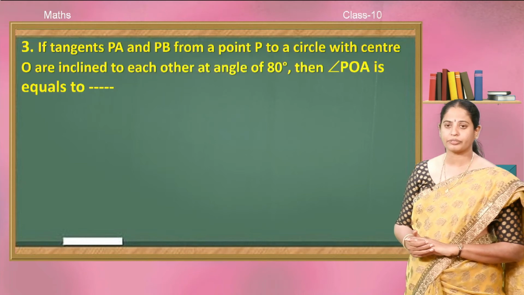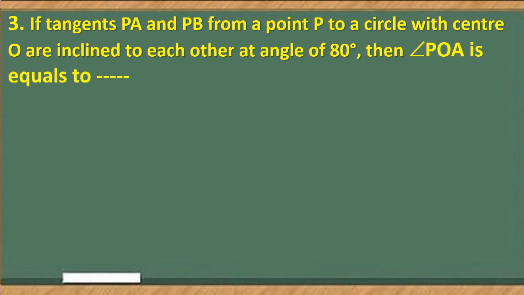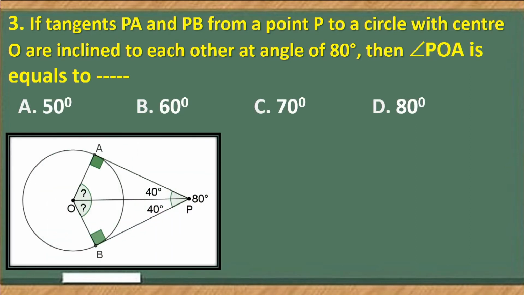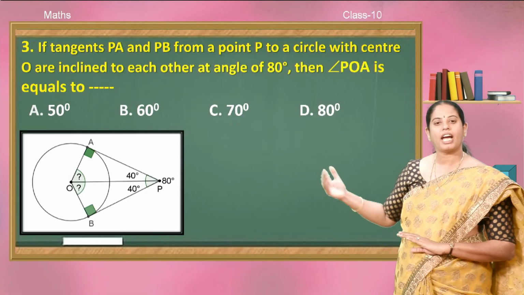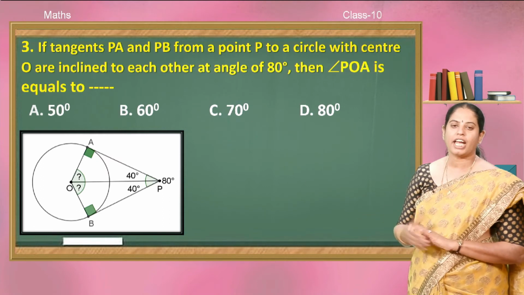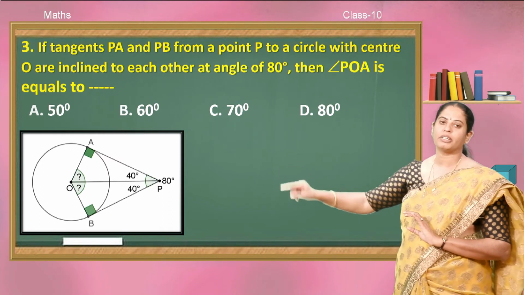Okay. Next question, the third question in exercise 4.2. If tangents PA and PB from a point P to a circle with center O are inclined to each other at an angle of 80 degree, then angle POA is equal to, options are 50 degree, 60 degree, 70 degree, 80 degree, and we already have a figure related to this problem. So, we have to find angle AOP. If we know angle AOP, angle BOP is also the same. Angle AOP, or we can read that as angle POA.